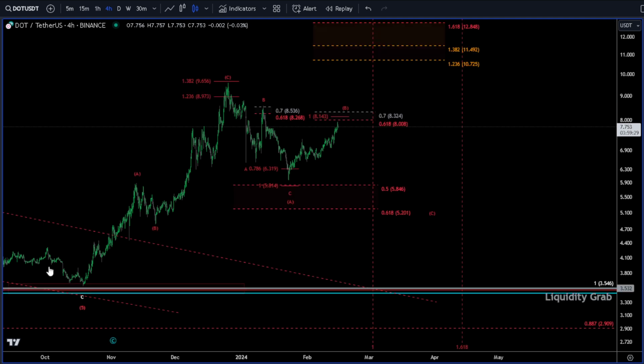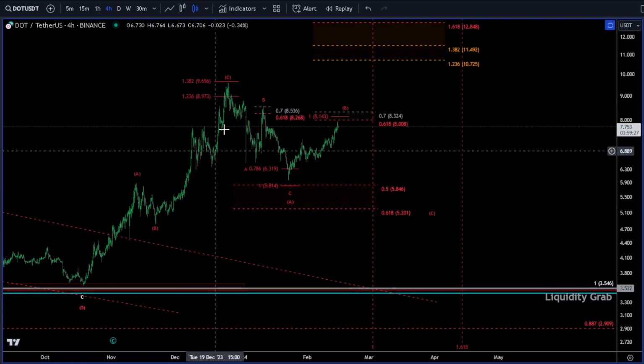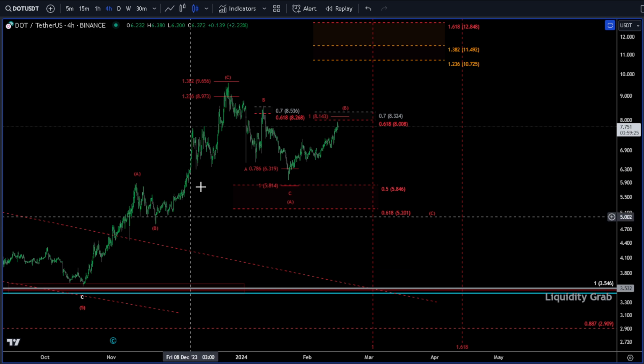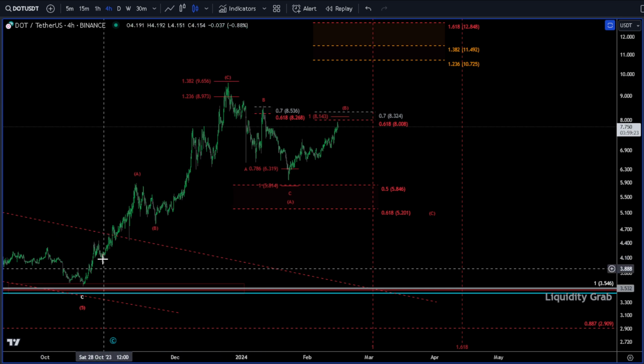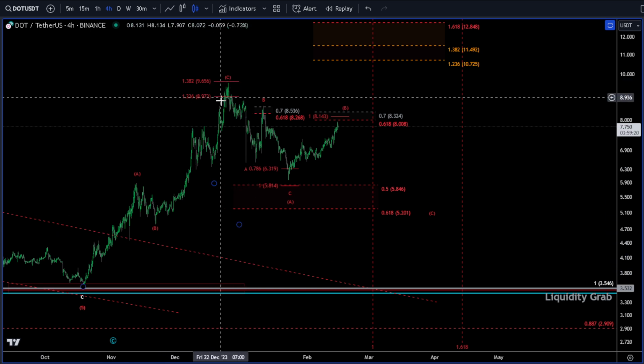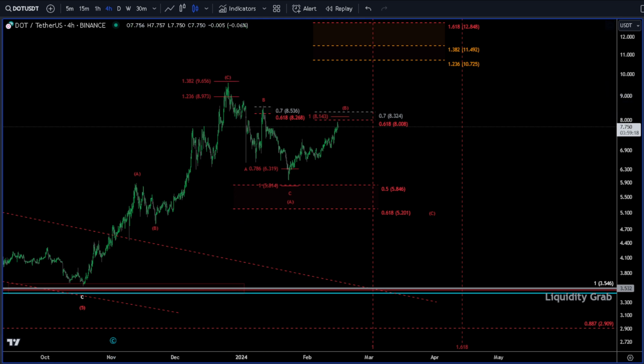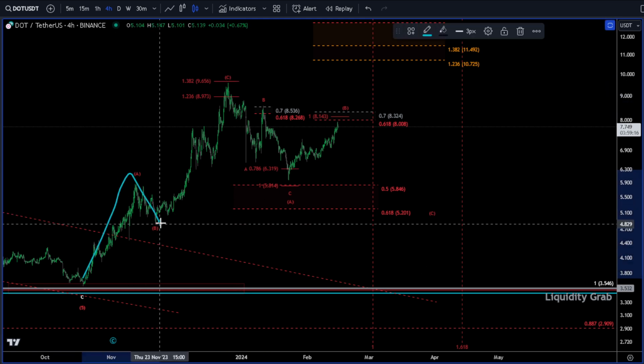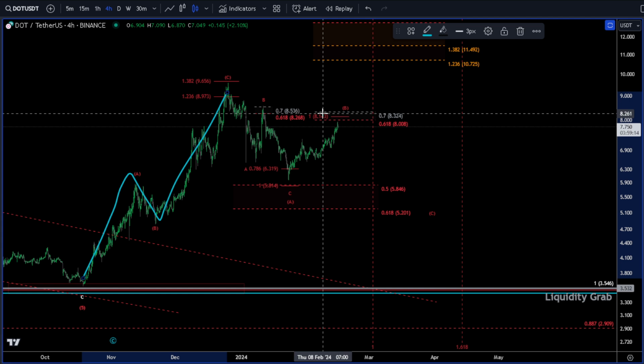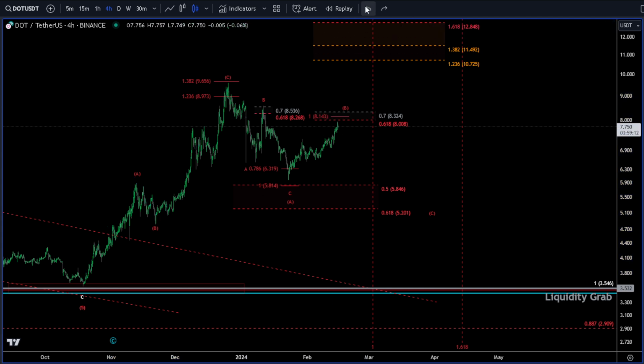Now, since the low, unfortunately, it's not as bullish as I'd like it to be, but we have an A, B, C to the upside off the low. We came between the 1.236 and the 382 extension of our wave A off our B for our C wave. We then made a pretty nice three-wave move as a flat.